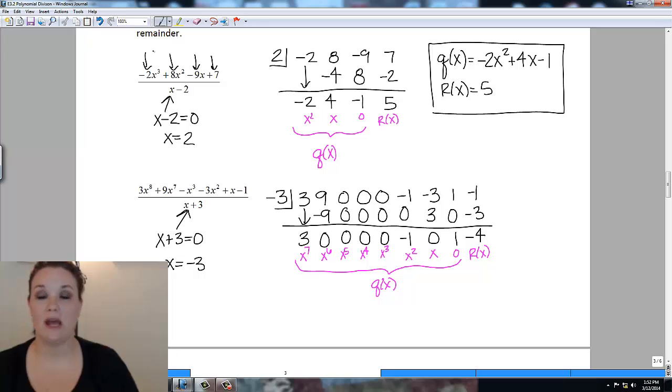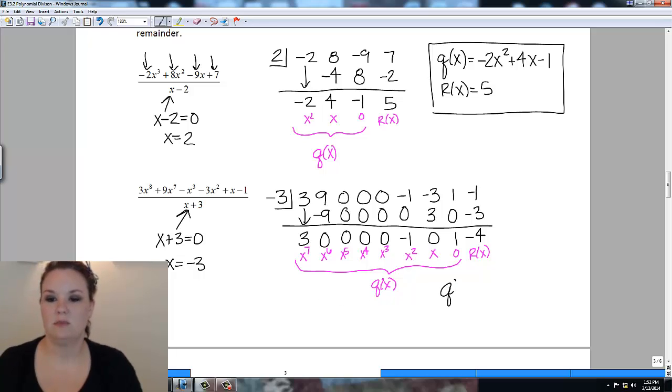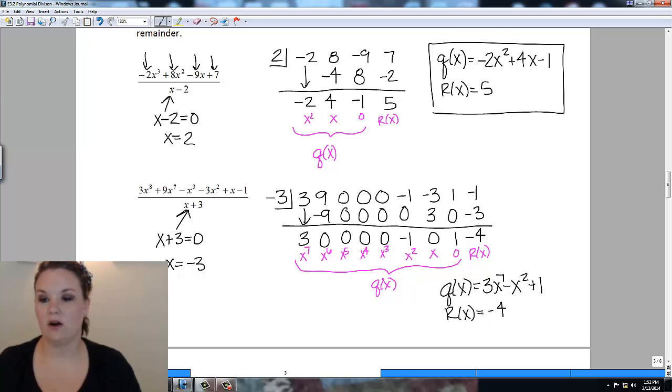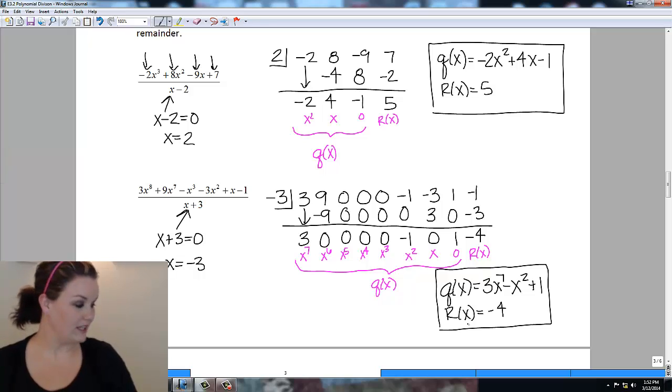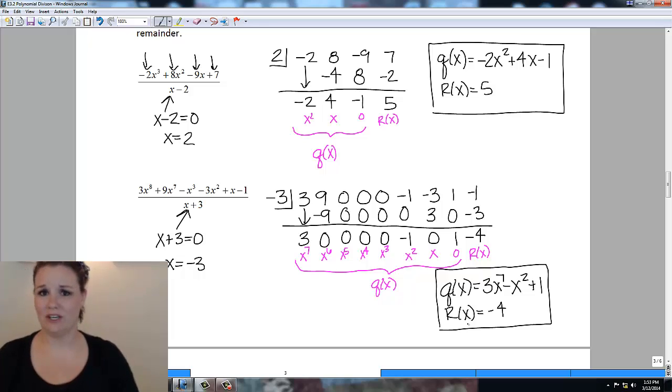Now when you write it out, if you have zeros, you don't have to write those terms out. So this means that my Q of x is equal to 3x to the 7th minus x squared plus 1. And my remainder, my R of x, is -4. So I just leave it like that. Okay, not too bad maybe. Synthetic division hopefully is kind of fun. Let me show you how we're going to use synthetic division, and then I'll let you practice some.